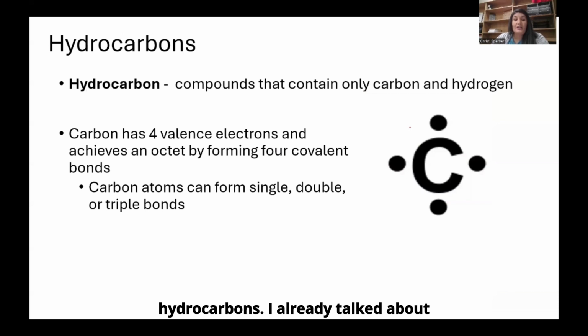So hydrocarbons, I already talked about this, but hydrocarbons are compounds that contain only carbon and hydrogen atoms. Carbon has 4 valence electrons and achieves an octet by forming 4 covalent bonds. Carbon atoms can form single, double, or triple bonds. This is our Lewis dot symbol for carbon. We have 4 valence electrons, so 1, 2, 3, 4. And we can have 4 bonds from carbon, and remember they are covalent bonds.